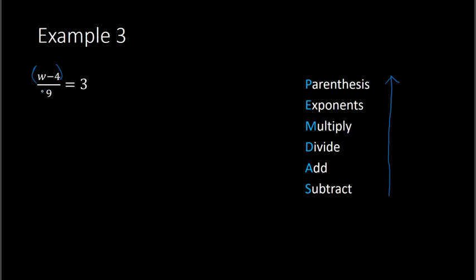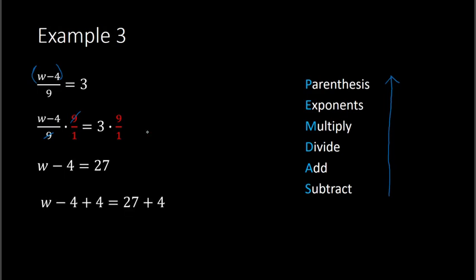So to get rid of the division, I do the opposite, which is multiplication. So I multiply both sides by 9. When I do that on the left side, the 9's will cancel out. I'm left with w minus 4 on the left, and on the right I have 3 times 9, which is 27. So to solve this from here, I get rid of the subtraction by doing the opposite of subtracting, which is adding. So I add 4 to both sides.